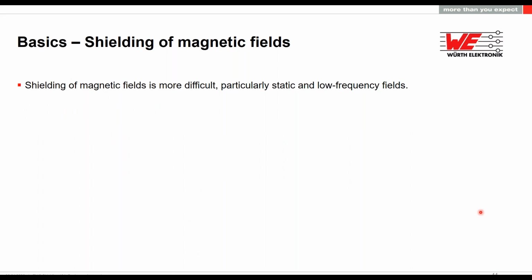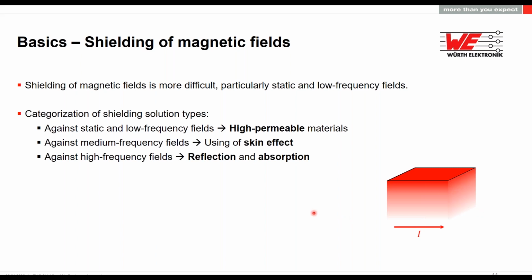When shielding magnetic fields, things get a bit more complicated. Depending on the application, there are different ways of solving it. Even sometimes more than one way can be used in order to solve a problem. Normally, against low frequency fields, we can use high permeability materials. Against medium frequency fields, we can make use of the skin effect. And for high frequency fields, we can use materials that are able to reflect or absorb this magnetic field. With these materials, many times it's possible also to solve the other two problems.